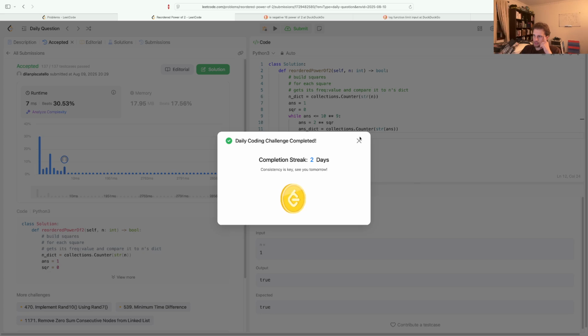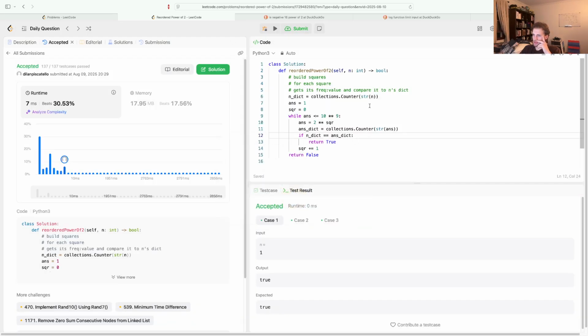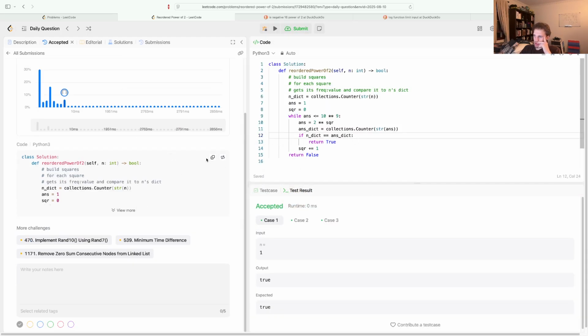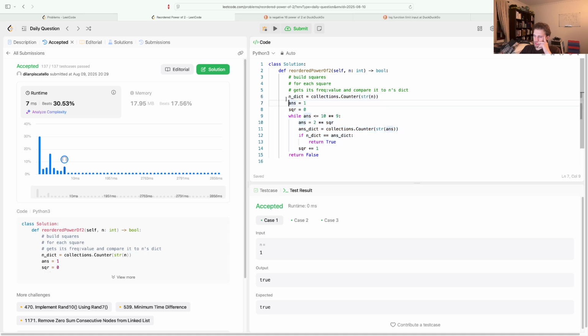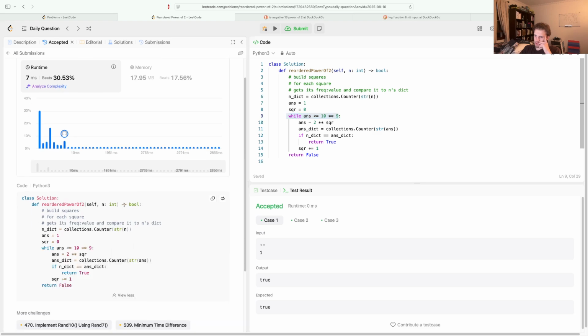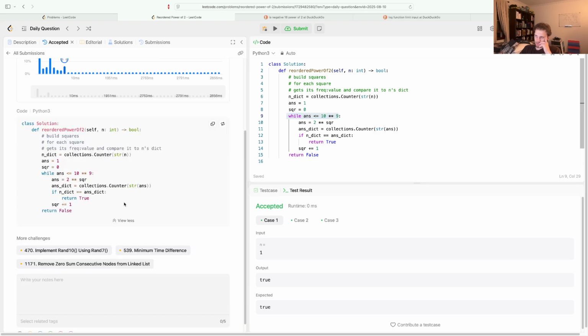Nice. Pretty fast. What did we finish, 7 minutes? Not bad. Pretty simple problem, not too difficult. You could do this in a for loop if you figured out how many squares are in 10 to the 9th, which you could do by logging 10 to the 9th and taking the floor of it.